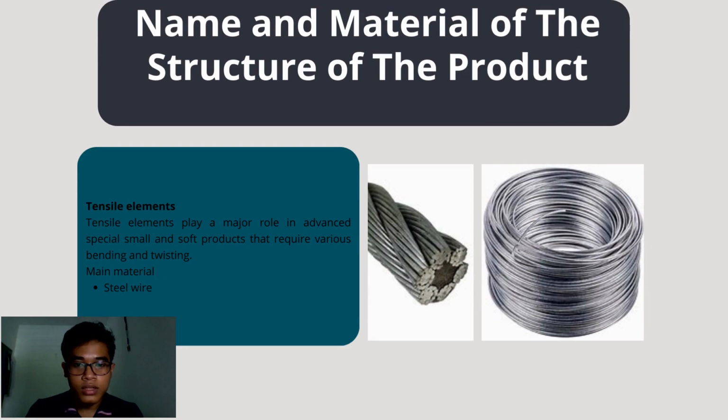The last one is the tensile element. In a word, the tensile element plays a major role in specially developed small and soft products that require various bending and twisting. The main material for this tensile element is steel wire.